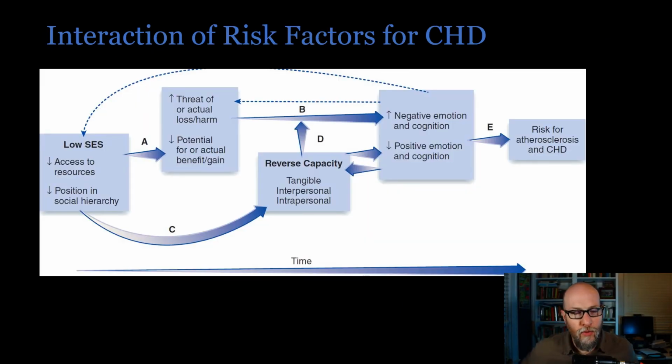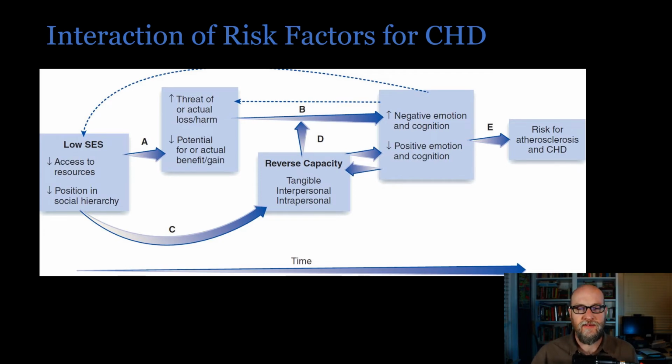So again, this is a multidimensional model that looks at the interaction of a number of factors. So you've got the interplay between things like low socioeconomic status or SES. So decreased access to resources, decreased position in the social hierarchy, and I think most importantly, a lot of financial and otherwise survival insecurities, lack of access to reliable, healthy food and a lack of access to medical care or psychological care. Then you are engaged in threats of actual loss or harm or decreased potential for gain. And as a result, you have increased negative emotion and cognition, so negative thoughts about the world, the future, yourself, decreased positive emotion or joy, a positive experience, and decreased cognitive functioning as far as coping through cognitive means.